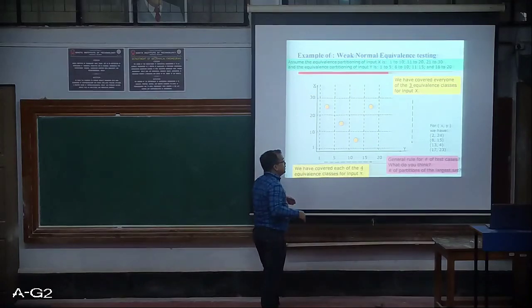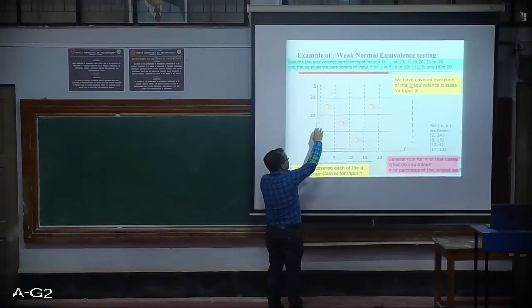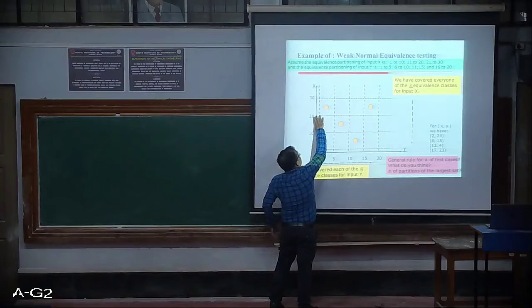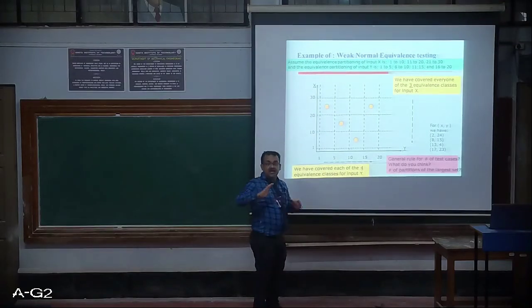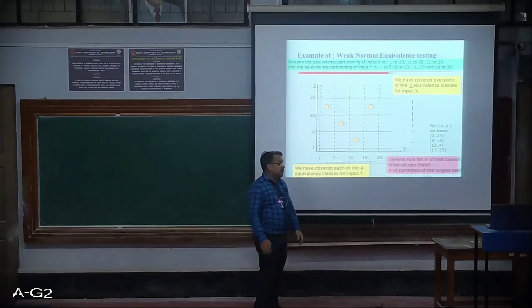Which are those equivalent partitions? This is the x range. This is the first partition, second partition, third partition. So we get three partitions in the x domain, the x values.